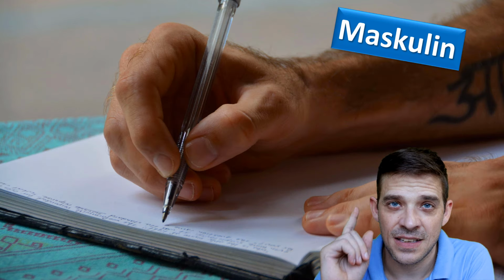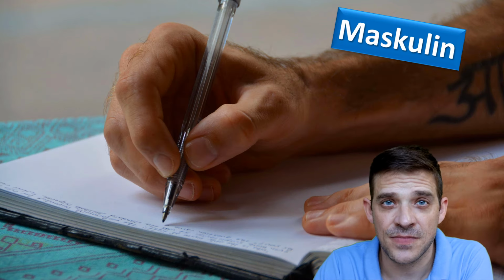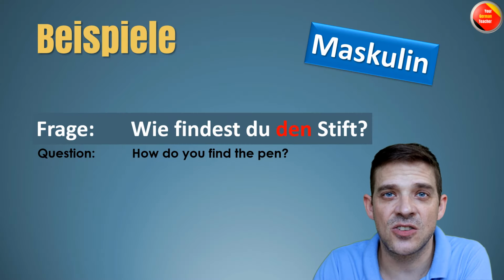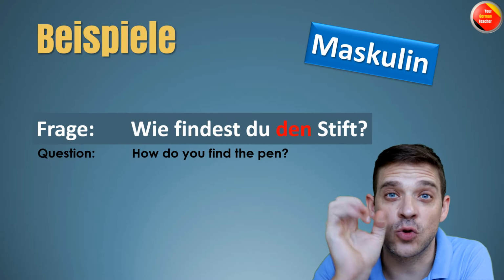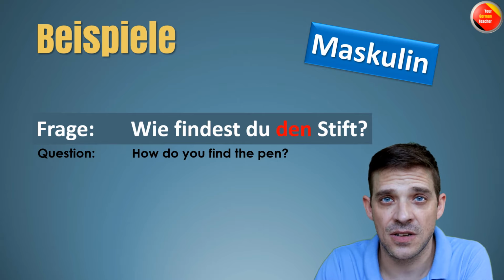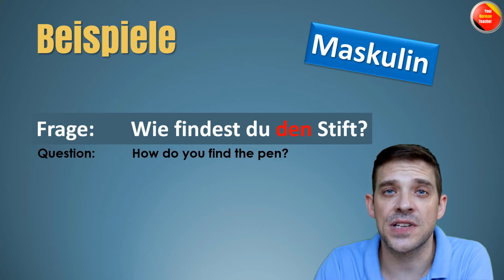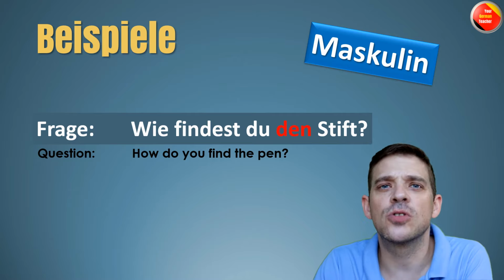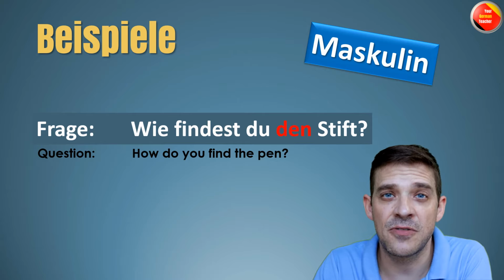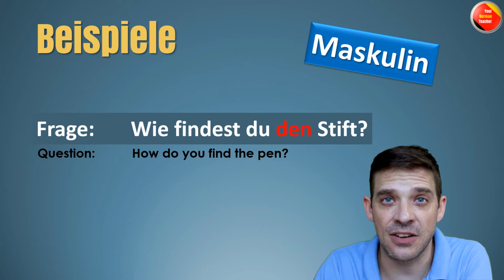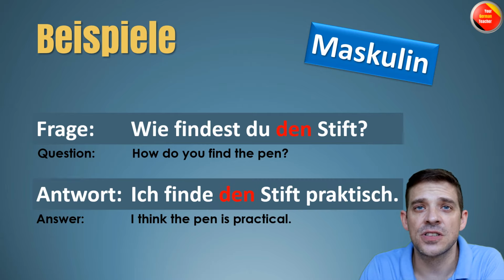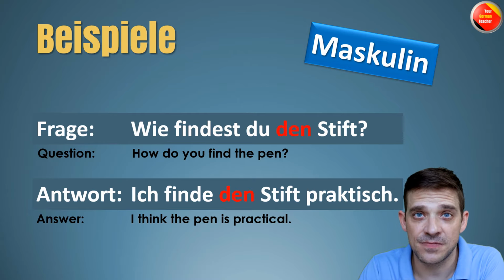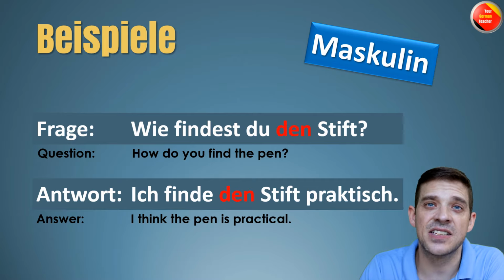The same man, the same noun, different question. Question is, wie findest du den Stift? Finden is also plus Akkusativ, and finden is like think. How do you find the pen? What do you think of this pen? Akkusativ. Antwort, ich finde den Stift praktisch. I think the pen is practical.